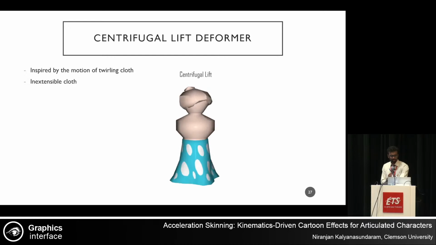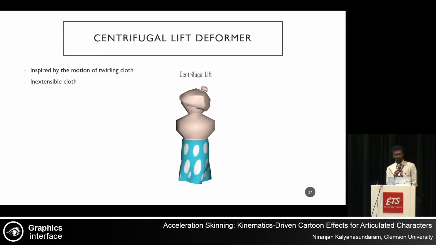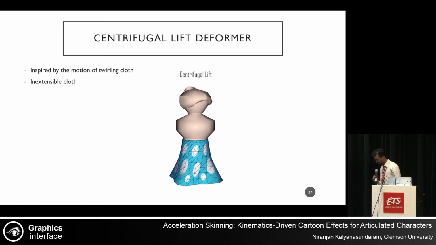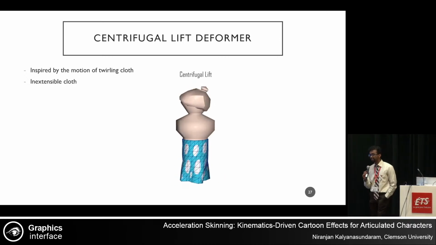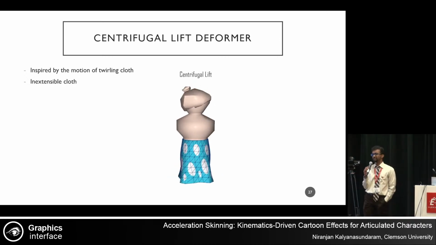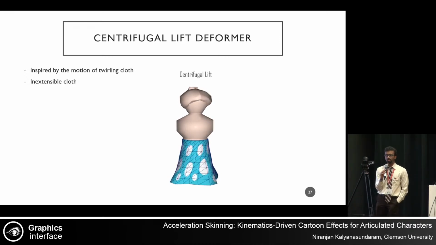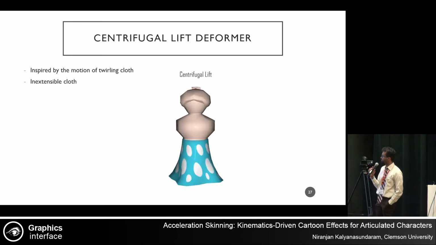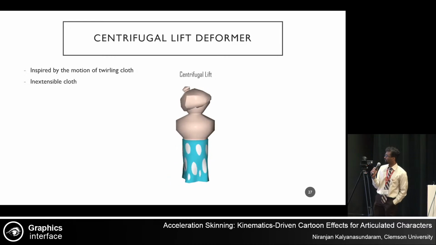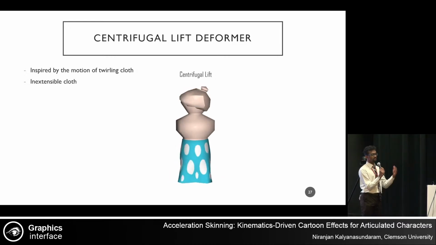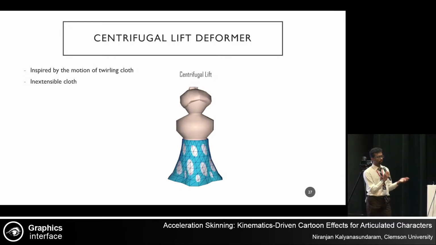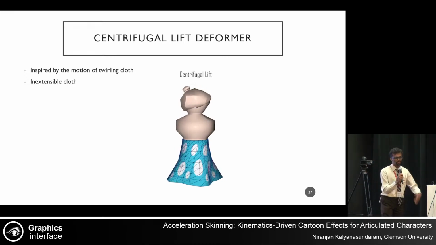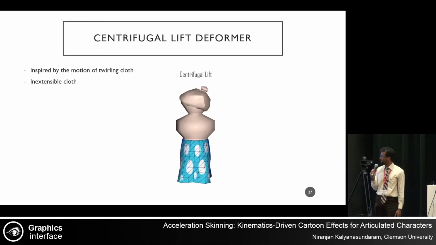And last, our final deformer for this talk is a centrifugal lift deformer. So now that we have rotational motion and we have mesh that we can stretch, what more can we do with it? Well, we wanted to try and capture the appearance of twirling cloth. Now, how is this very different from the pizza? Well, for one, cloth doesn't stretch out. It just kind of lifts when you twirl, right?